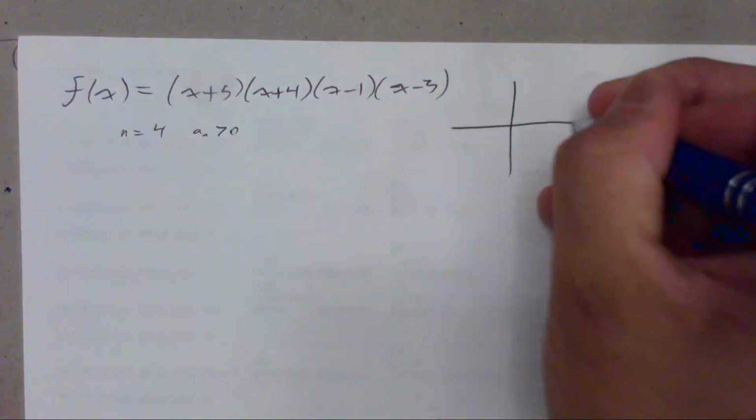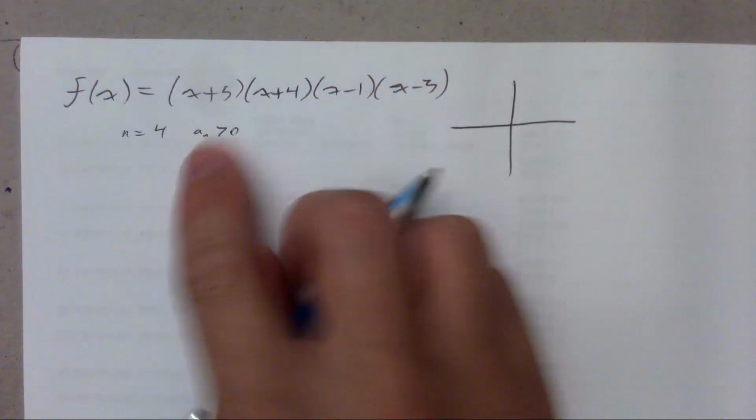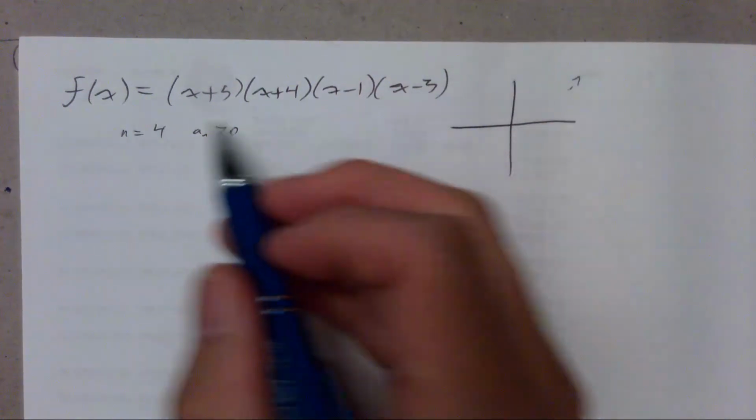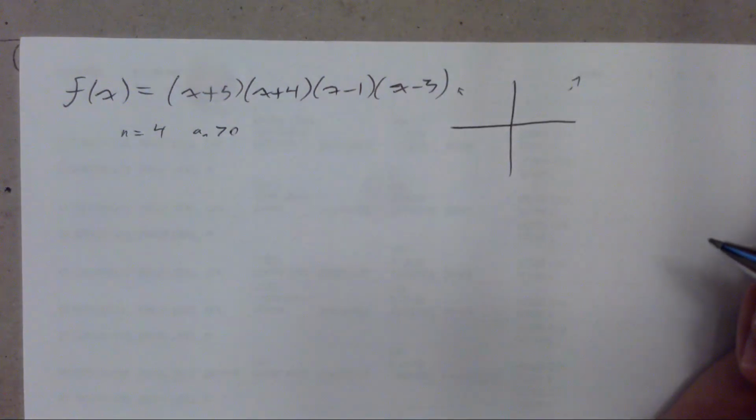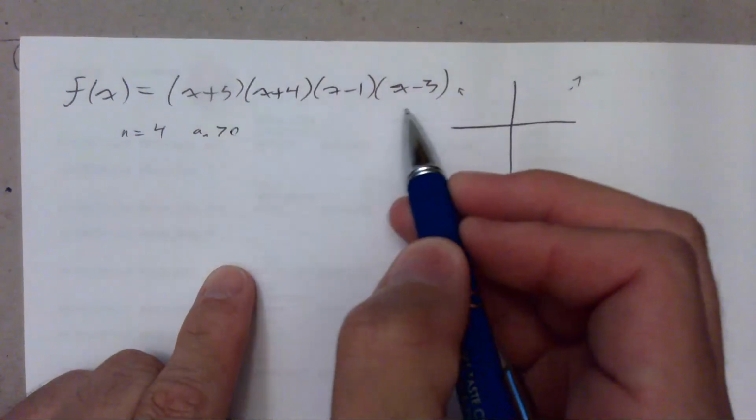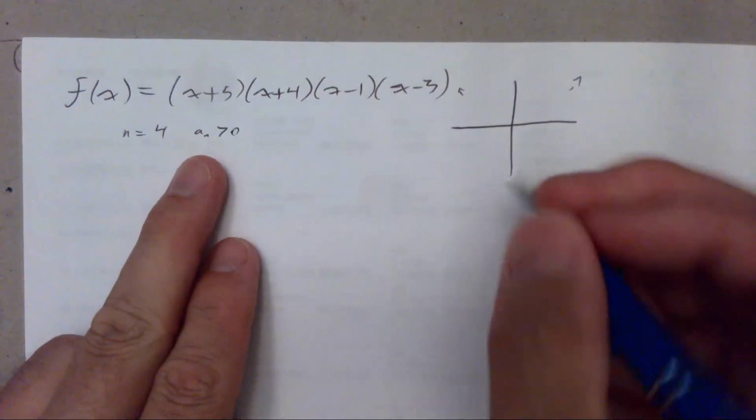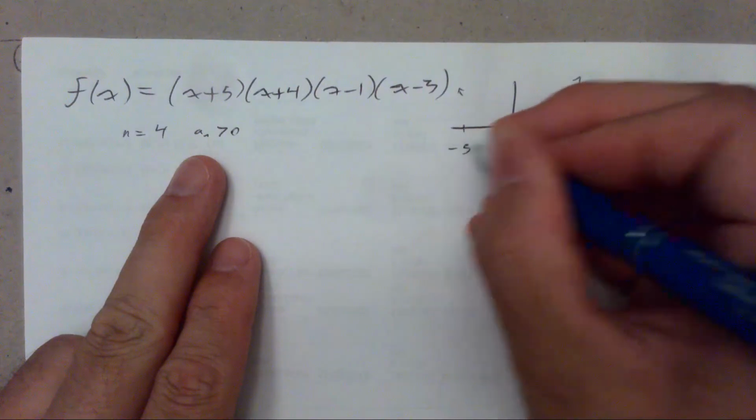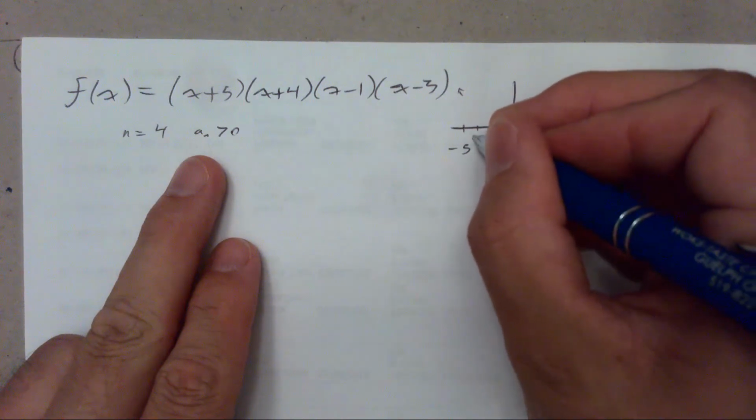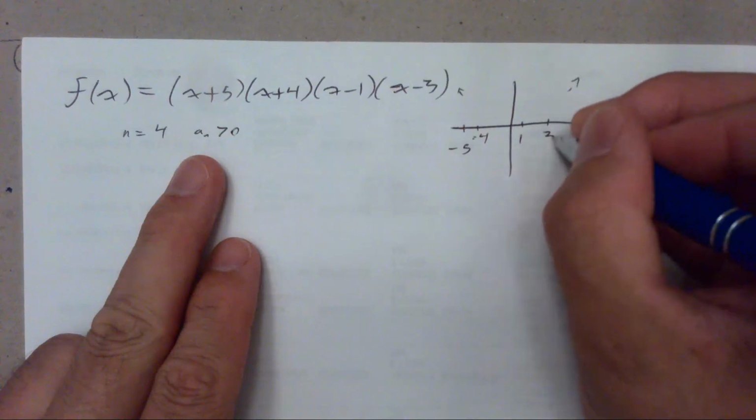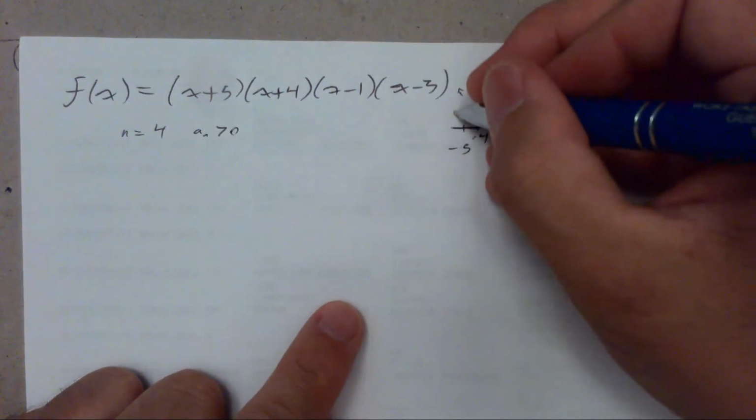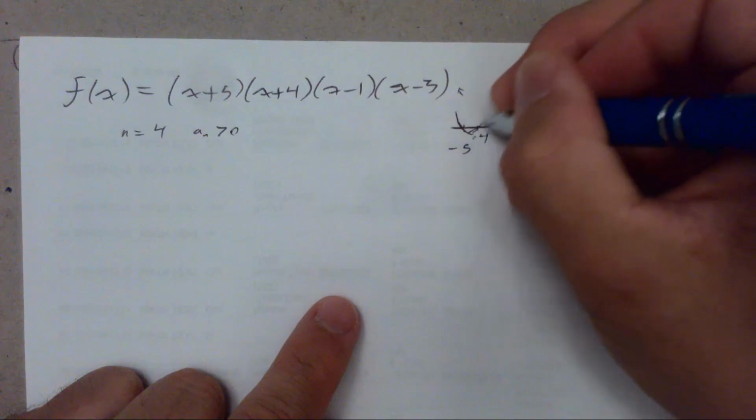So I draw a polynomial function with right positive end behavior, and because of the even nature of the degree, I'm going to have similar end behavior. I draw a curve that has 4 x-intercepts because I have 4 factors with roots. A root of negative 5, a root of negative 4, a root at positive 1, and a root at positive 3. And I try my best to draw a smooth curve.